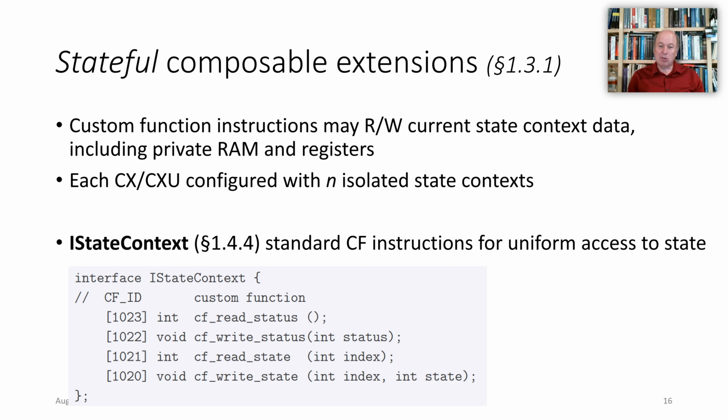There can be 0 or 1 per hart, or even a pool of 1,000 contexts. It's up to the system designer. And so you have multiple state contexts per extension per system. The spec also defines 4 standard custom function instructions, together called iState context, that provide uniform access to the state of any stateful composable extension. More on that in a later slide.